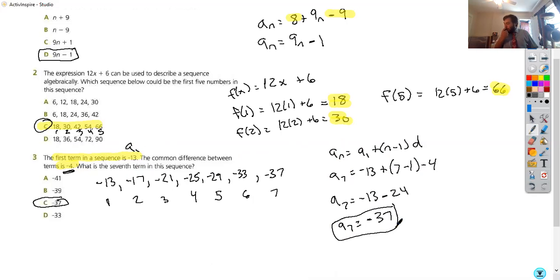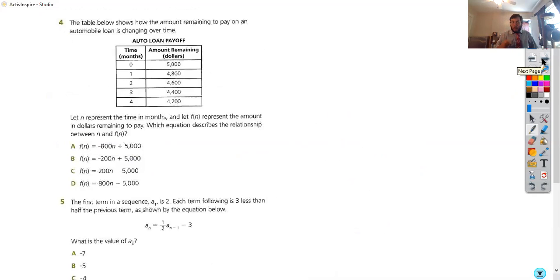All right, so if we take a look, there's 2 more multiple choice questions. So we flip over to the next page. It says the table below shows how the amount remaining to pay on an automobile loan is changing over time. So if you take a look here, it says the auto loan payoff time, and it goes from 0 months all the way to 4, and then the amount remaining in dollars. So right when you buy it, it is $5,000, and then each month it's going down, which makes sense because you're paying off your loan.